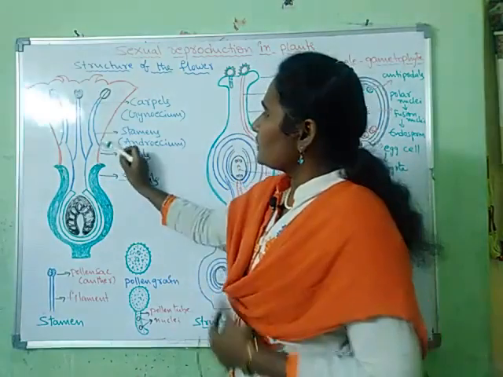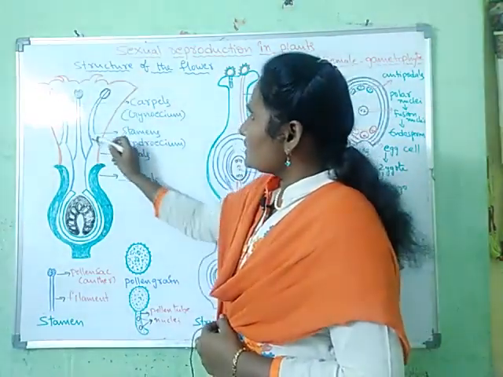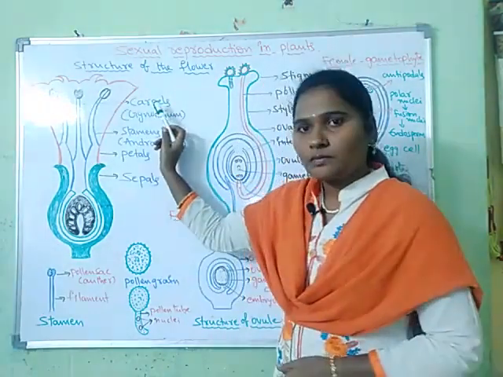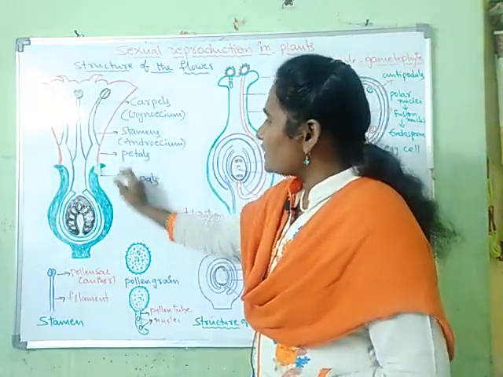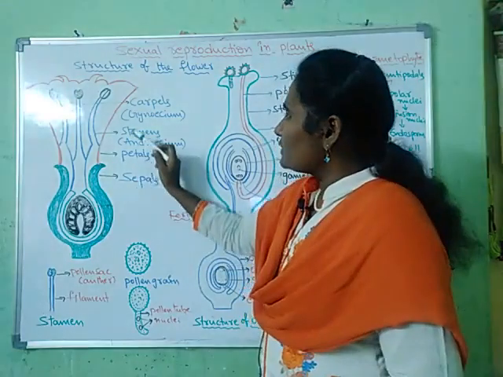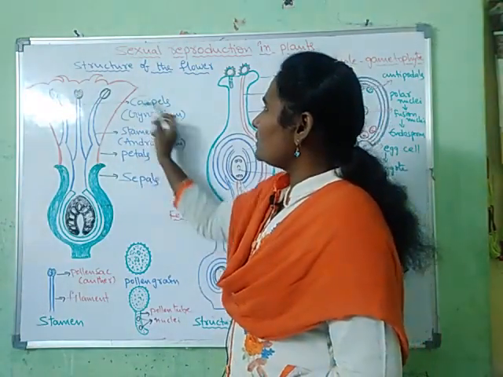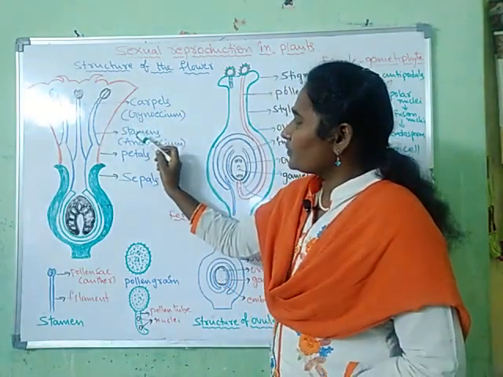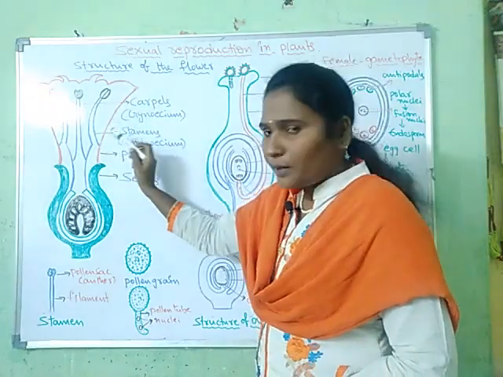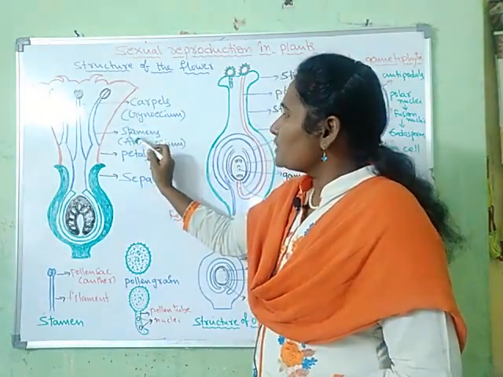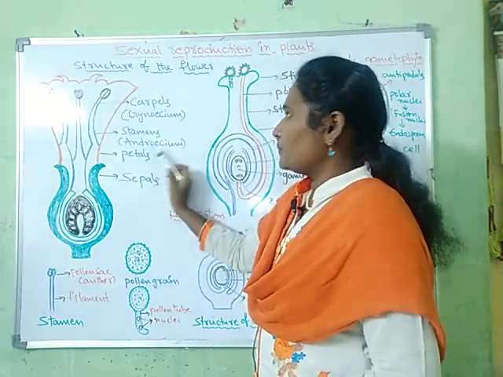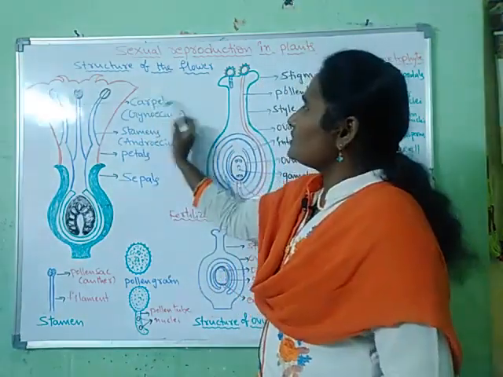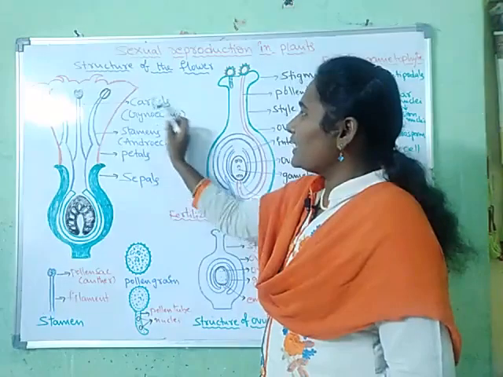sepals, petals, stamens and carpels. The sepals and petals are the vegetative parts, stamens and carpels are the sexual reproductive parts. The stamens are the male portions, which are also called androecium, and the carpels or the female portions are also called gynoecium.